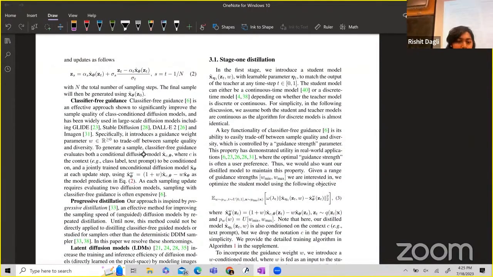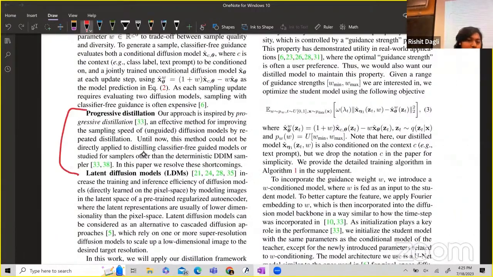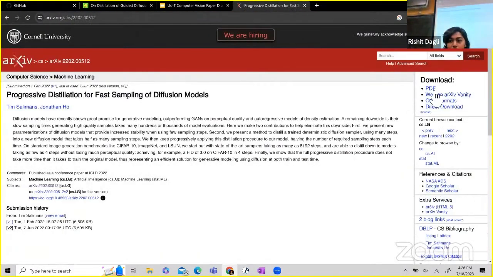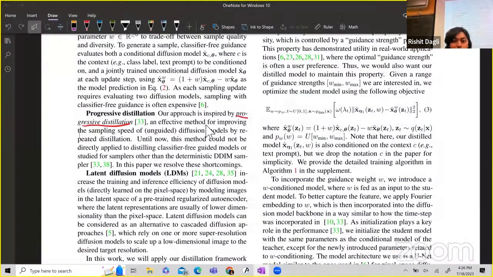And then they give some, I guess this is an interesting part to read because this is directly related to their paper, progressive distillation. What they say over here is their approach is inspired by progressive distillation, which I guess is this paper, the only one earlier on progressive distillation for diffusion models at least. It's an effective method for improving sampling speed of unguided diffusion models by repeated distillation. But this could not be applied to distilling classifier-free guided models, or studied for samplers other than deterministic DDIM samplers. So their main contribution seems to be to resolve this and make it work for guided diffusion as well. Yeah, that seems nice.